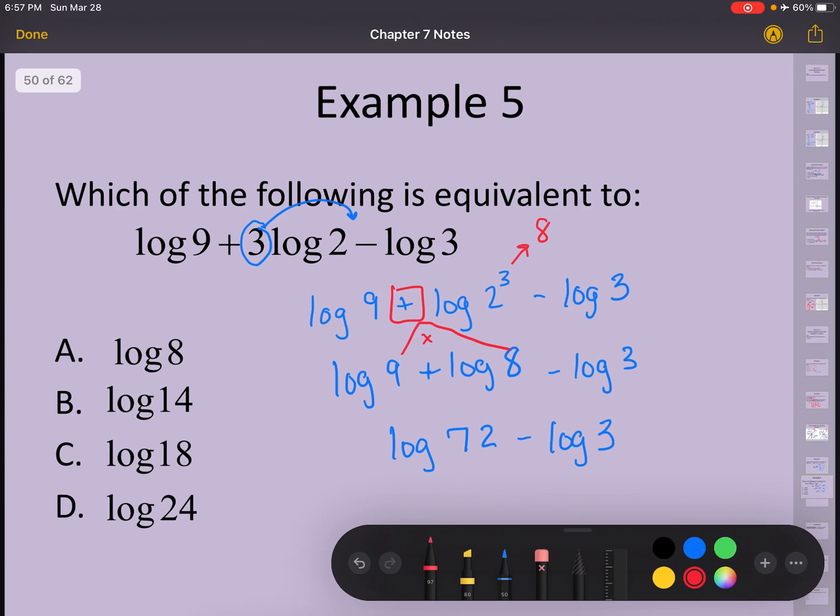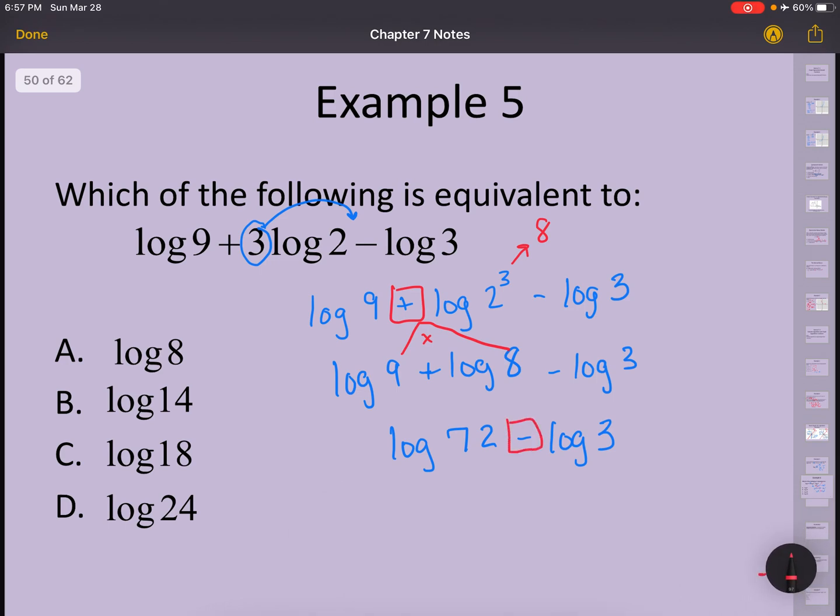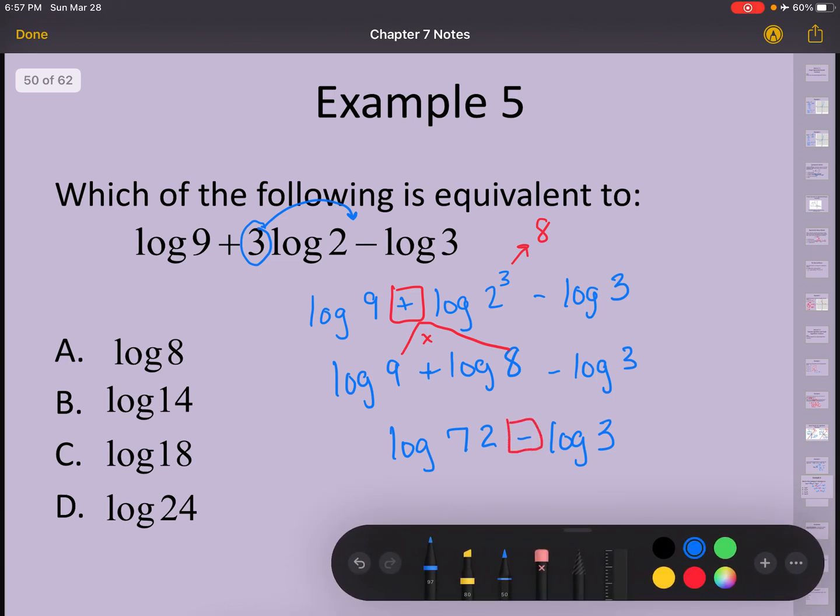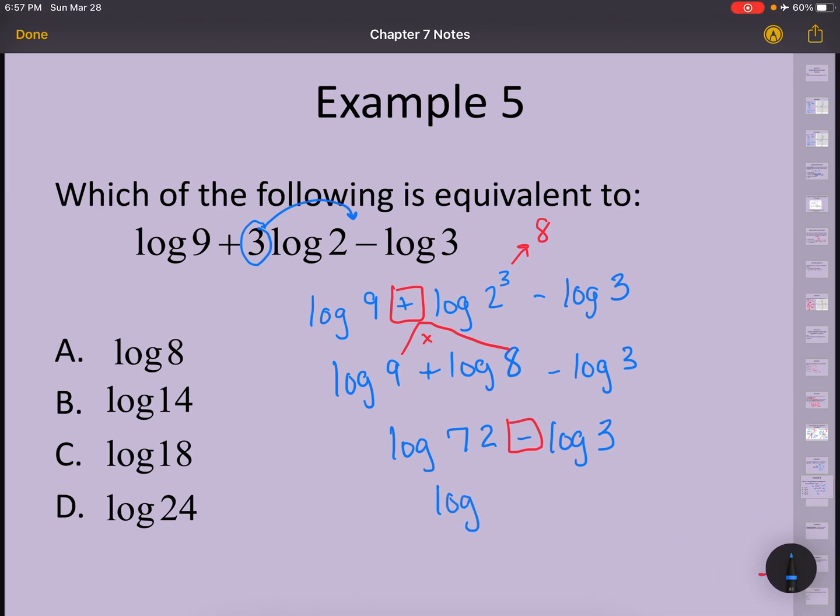And lastly, this minus sign we could deal with. That meant originally they were being divided by each other using the same logarithm. So log of 72 divided by 3. But 72 divided by 3 is 24. And we can stop right there because that is our letter choice D.